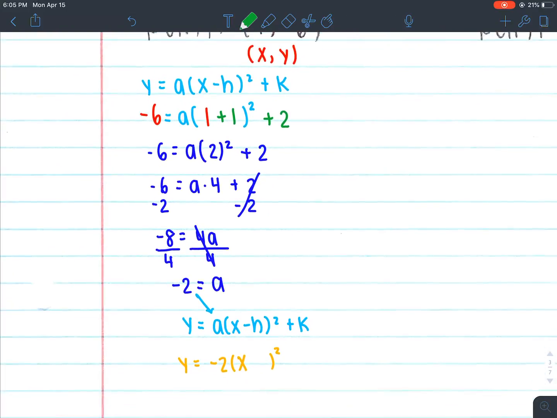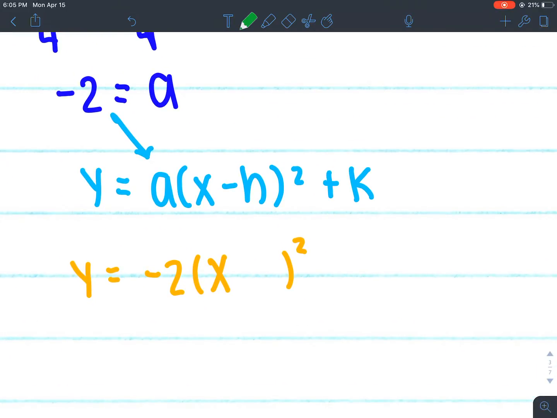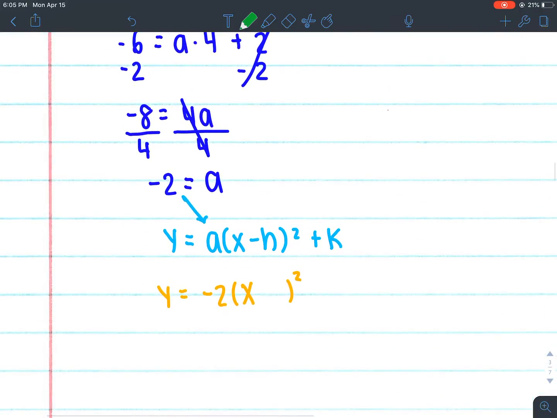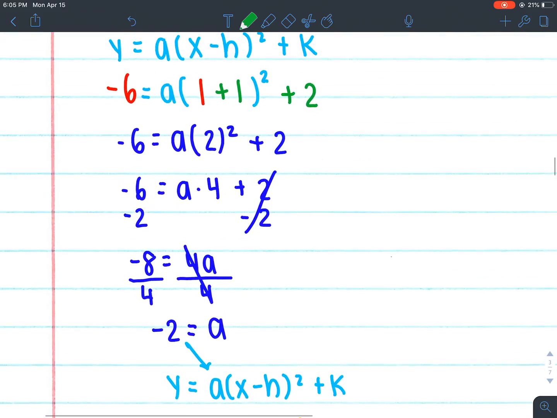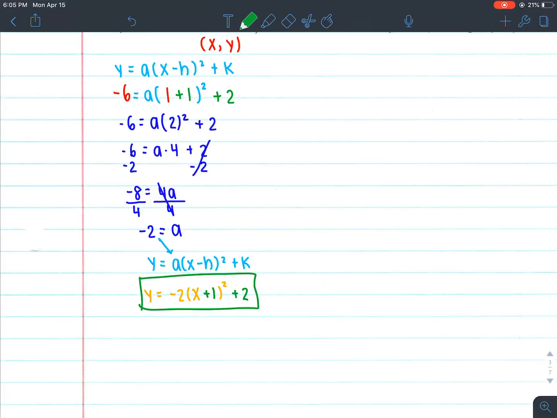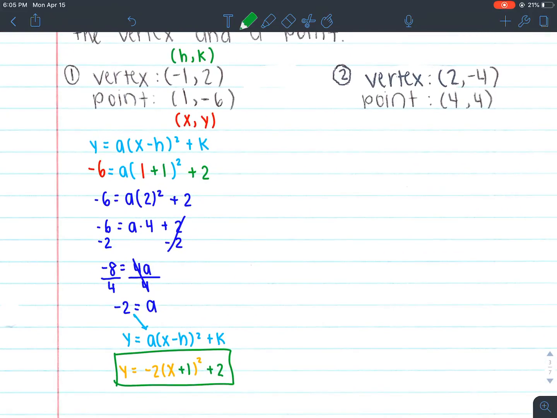But I don't know my vertex. Oh, I do know my vertex. I need to plug in h and k. I know my h is supposed to be +1 when I plug it in, and it's going to be +2 on the outside. So the only thing that's different is your a value. You're solving for the a value, and then you keep your vertex in because you do need a vertex for the vertex form, okay? But yeah, that's how you do number 1.